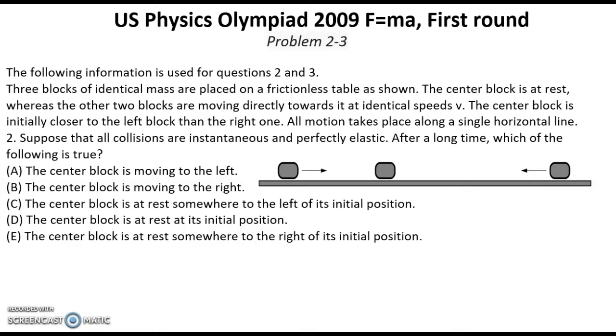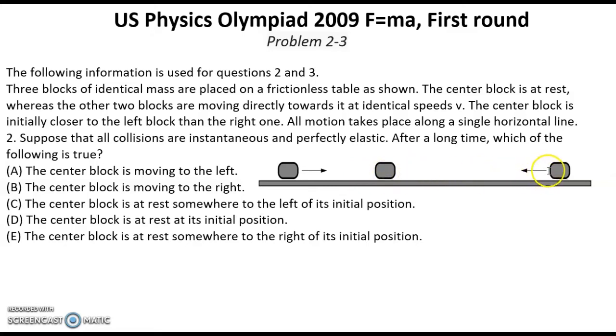Answer. Let's look at what happens here. First, because the left block is closer to the center block, they will collide before the right one collides. After the collision, they will exchange their velocity because they have the same mass, and the left block will stop, and the center block will go to the right with a speed v.